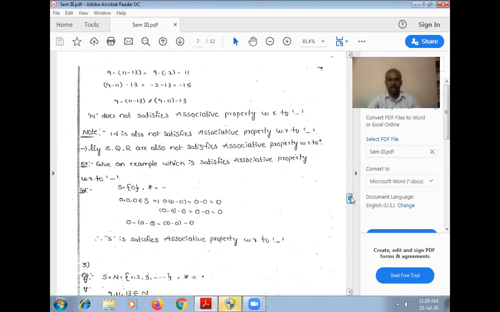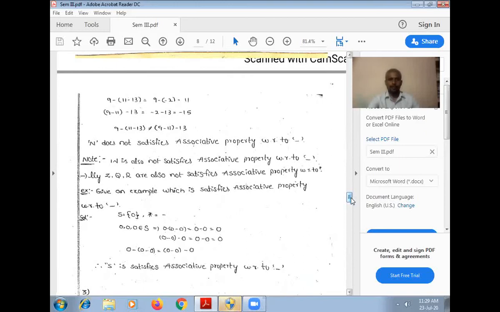Now another example, the second example. I am taking star equal to minus. So let S equal to N equal to 1, 2, 3 and so on. The same values I am taking here: 9, 11, 13 belong to N. So 9 minus of 11 minus 13 equals: 11 minus 13 is minus 2. So 9 minus of minus 2 equals 11. The 11 is the LHS value. And 9 minus 11 equals minus 2, so minus 2 minus 13 equals minus 15. This is the RHS value.